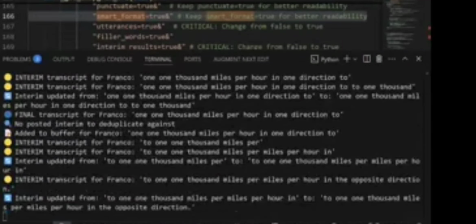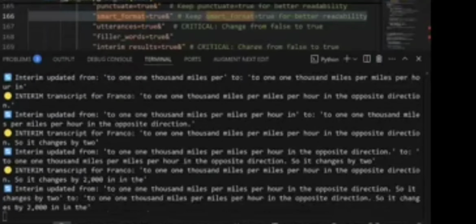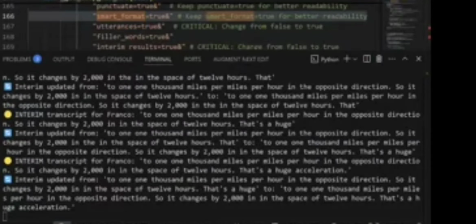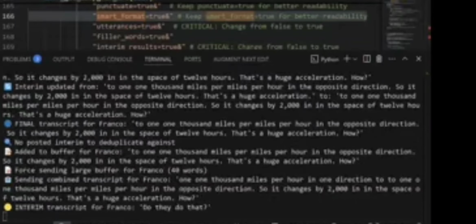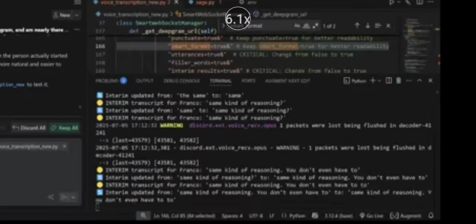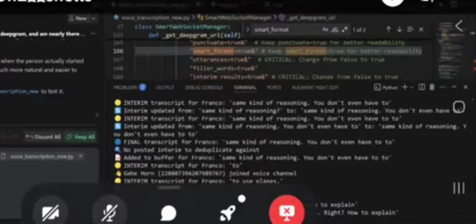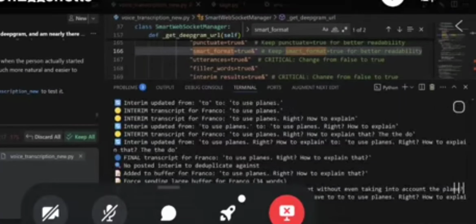So it changes by 2,000 in the space of 12 hours. That's a huge acceleration. How do they do that without even taking into account the plane? It's that same kind of reasoning. You don't even have to use planes, right? And how do you explain that? Do they apply any forces?